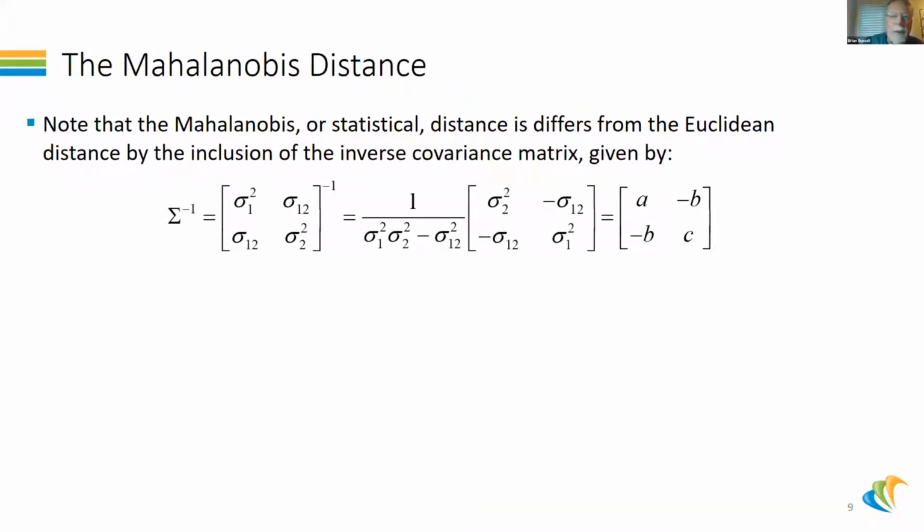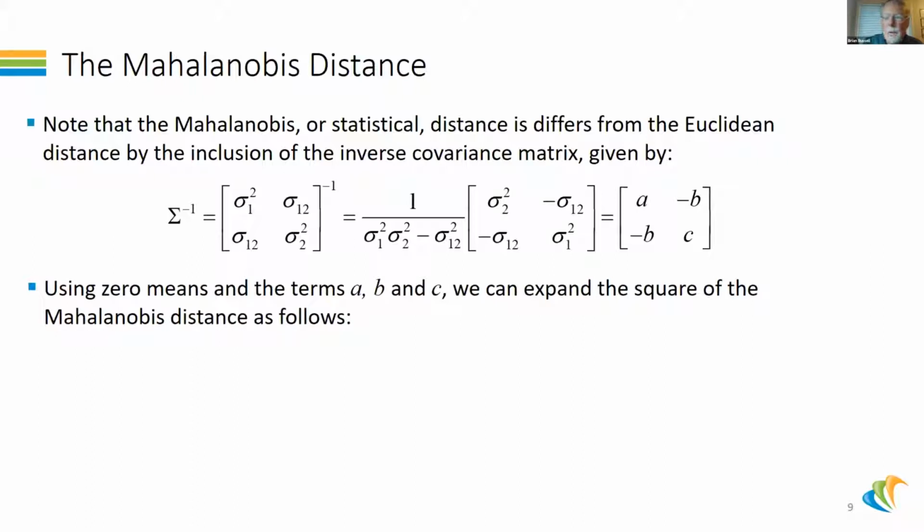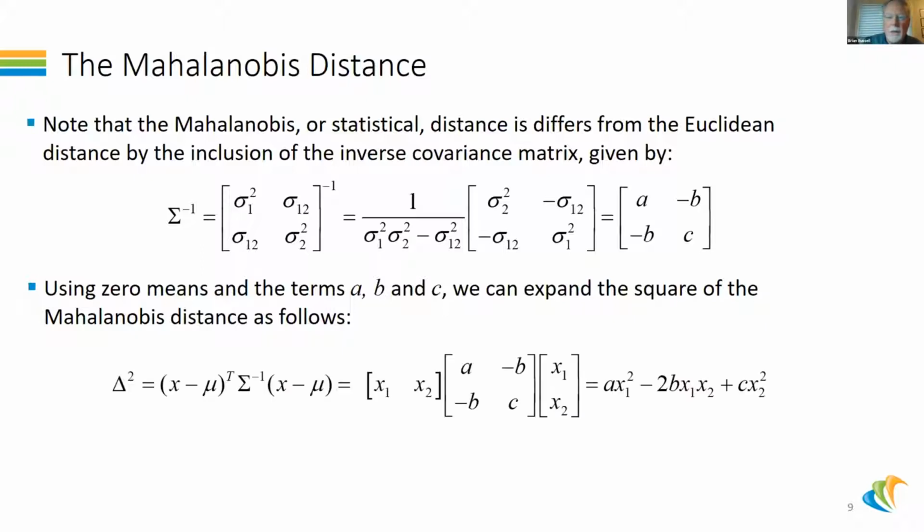So let me expand that inverse a little more, and if you invert that matrix, you can see that. And I've simplified it by just writing the terms as A, minus B, and C. So this is a symmetric matrix. So using this, let's assume, to make it even simpler, that we'll use 0 mean for the 2 clusters, and use these terms A, B, C. We can expand that Mahalanobis distance squared as follows, and you get the term. It's simply an elliptical, basically a rotated ellipse, a x1 squared minus 2b x1x2 plus c x2 squared.